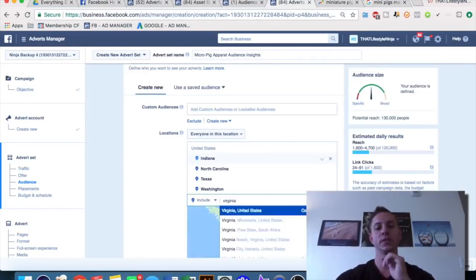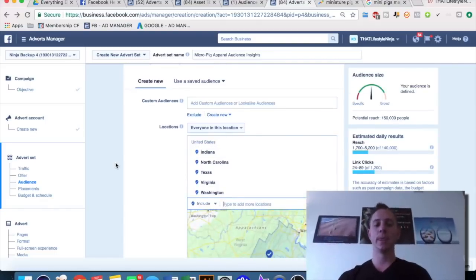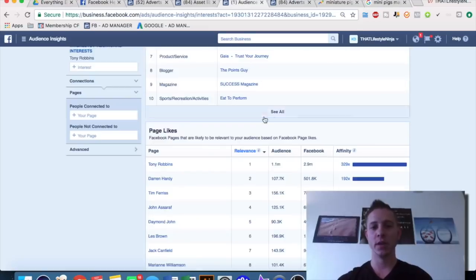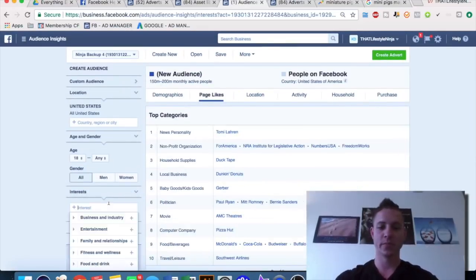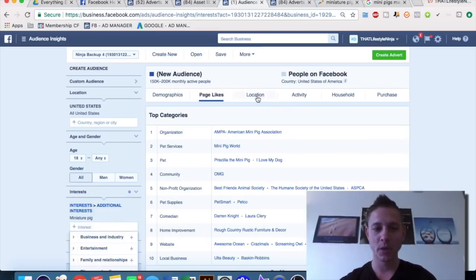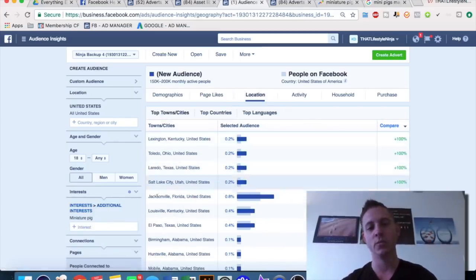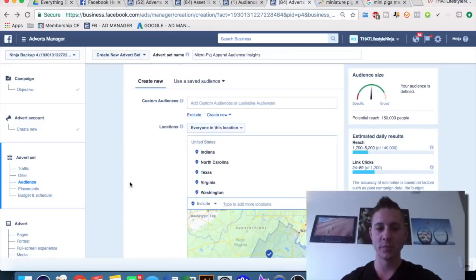And I've had very good success using Audience Insights and Google Trends as a split test. So in another split test, of course, we could go in here and go to demographics. First of all, we'd probably want to change it back from Tony Robbins because miniature pig lovers may not always love Tony Robbins. And so we can go location for miniature pig, and then again we could split test these specific cities versus what Google says the most popular states are. So for now, we're just going to do these 5 states according to Google Trends.